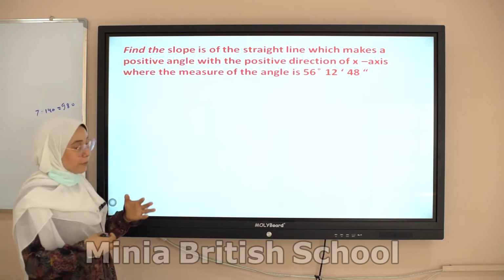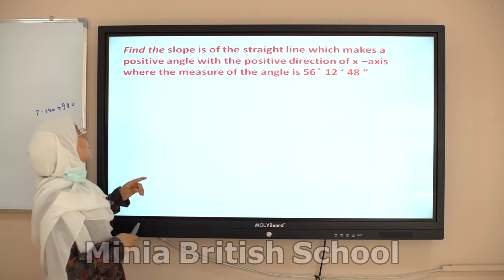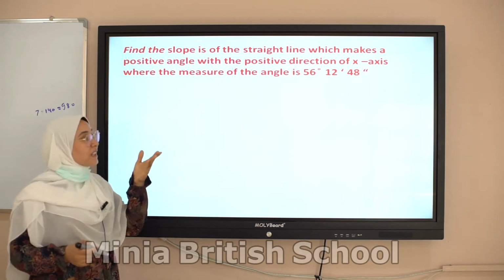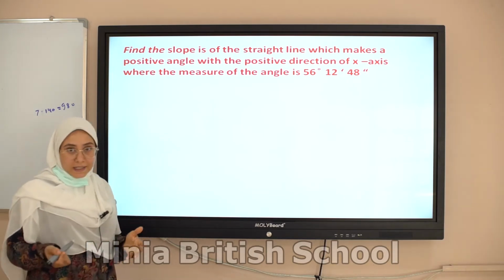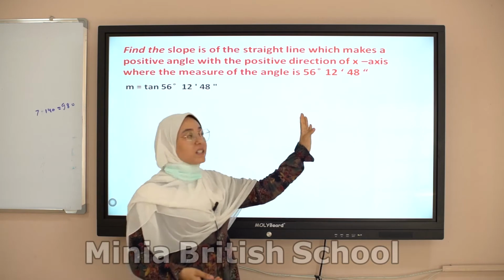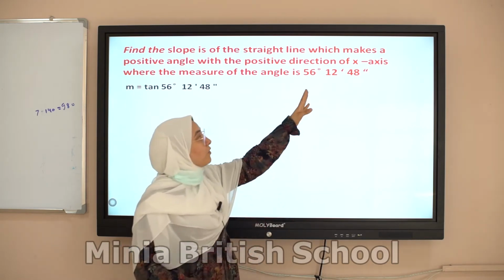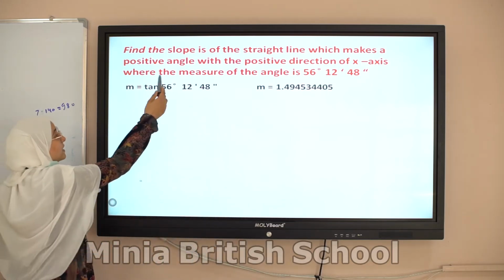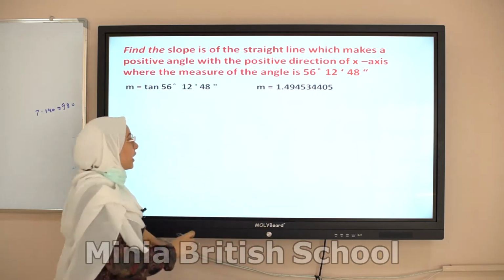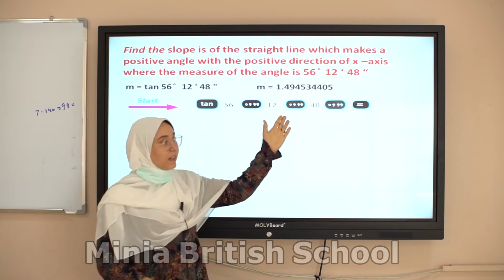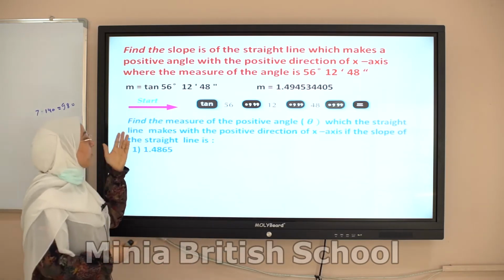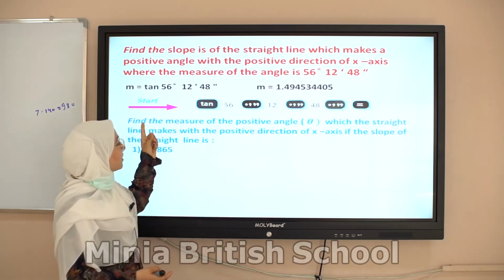For example, find the slope of the straight line which makes a positive angle with the positive direction of the x-axis, where the measure of the angle is 56 degrees 12 minutes 48 seconds. I know the slope equals tan theta, and theta here equals 56 degrees 12 minutes 48 seconds. So the slope equals tan of this angle, which is 1.45 and so on. You can calculate it with the calculator: press tan and write the angle, so the slope equals this value.